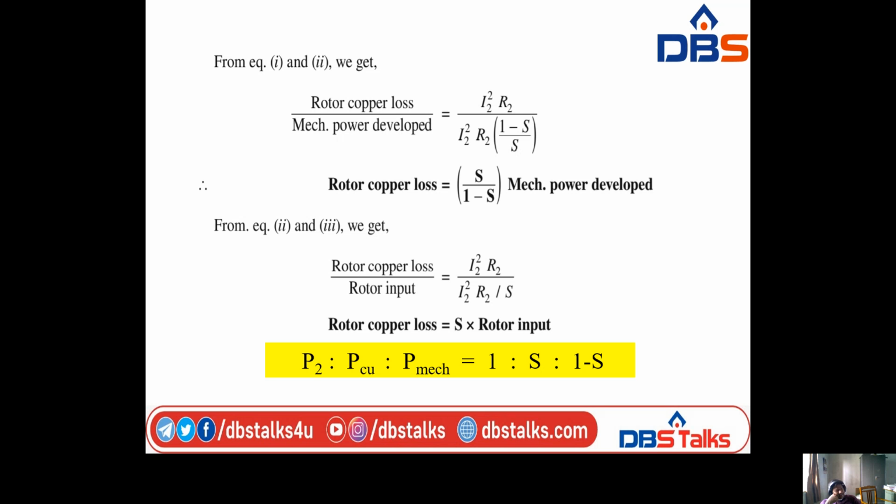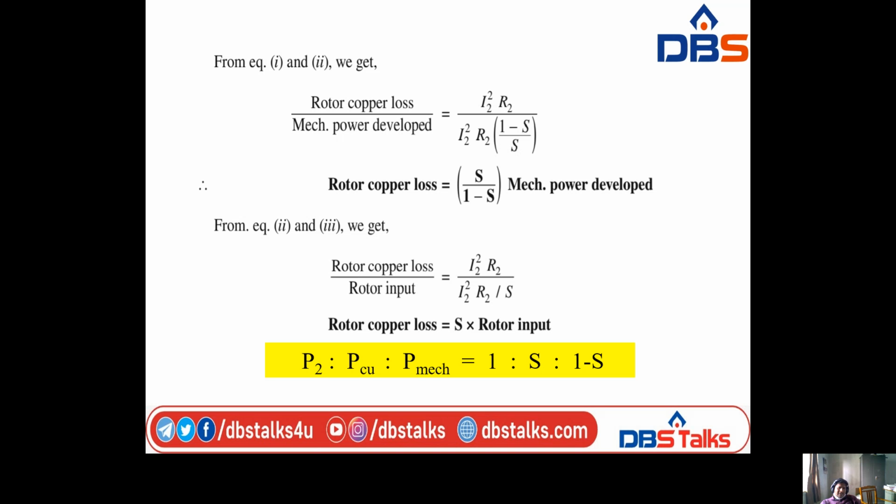Again from equation 1 and 2 we get rotor copper loss by rotor input, that is I2 square R2 by I2 square R2 by S. Therefore, I2 square cancels, R2 cancels. That means rotor copper loss by rotor input is equal to S. That means rotor copper loss is equal to slip times the rotor input.